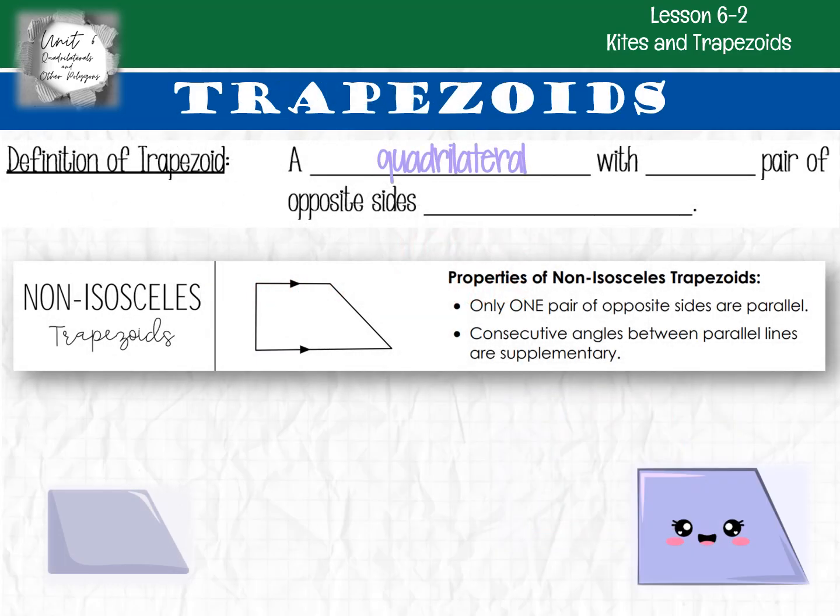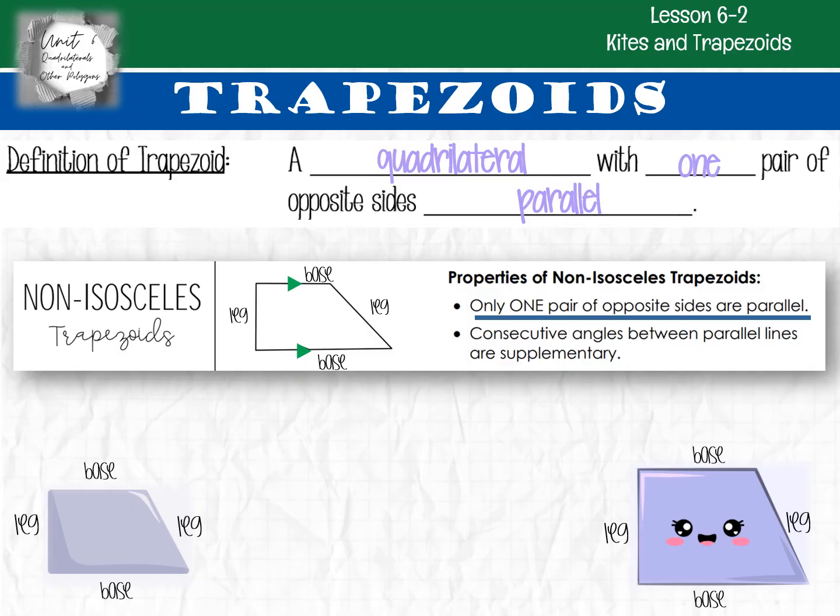Definition of trapezoid: a quadrilateral, four-sided figure with one pair of opposite sides parallel. Let's start with non-isosceles trapezoids. Here are their properties. Only one pair of opposite sides are parallel. There they are, marked with the arrow. Of course, that means parallel. Consecutive angles between the parallel lines are supplementary. The parallel sides are called bases. The other two are called legs of the trapezoid.